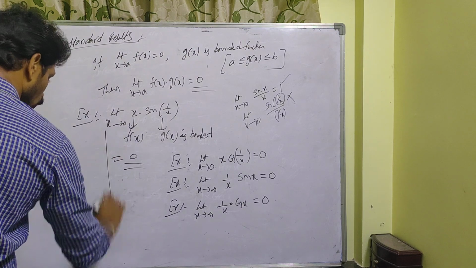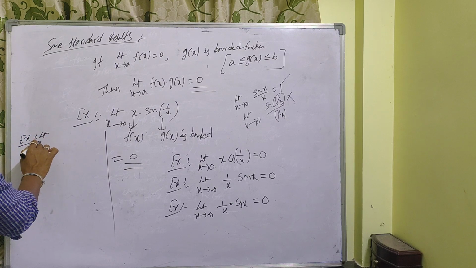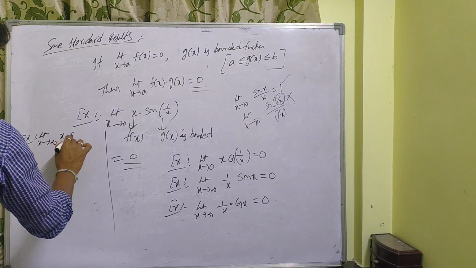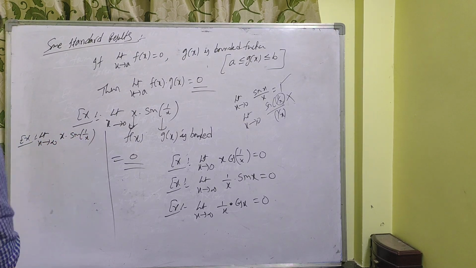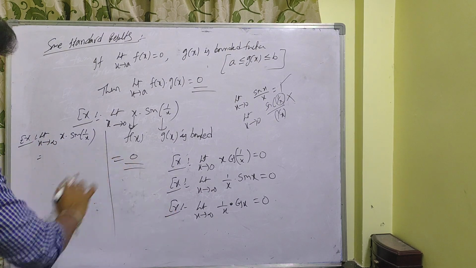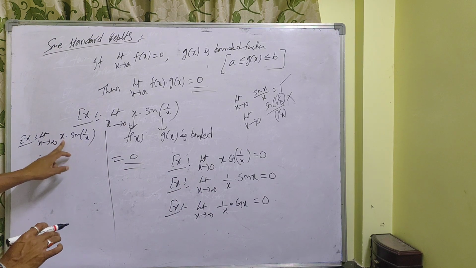Limit x tends to infinity, just I am giving the clarification. Limit x tends to infinity of x into sin(1/x). Now it will be 1. Observe the difference between this one and this one.